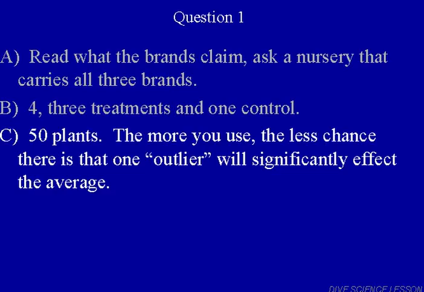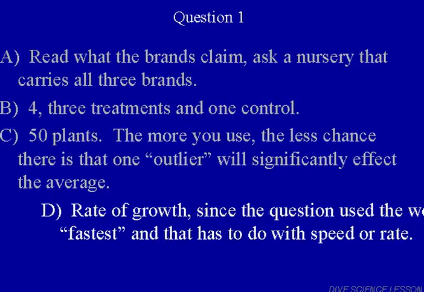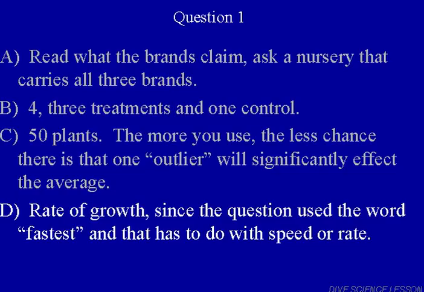Now the fourth question was, what measurement would answer your question better? The final height of plants or rate of growth? Well, just think about the question. What brand of fertilizer makes roses grow the fastest? So would a measurement of the final height of the plants or would a measurement of the rate of growth be a better measurement? Well, I think the rate of growth would be better because the question used the word fastest, and fastest has to do with a speed or a rate. So the measurement to use in your results would be a rate, measuring the rate of growth, the change in growth over the change in time.